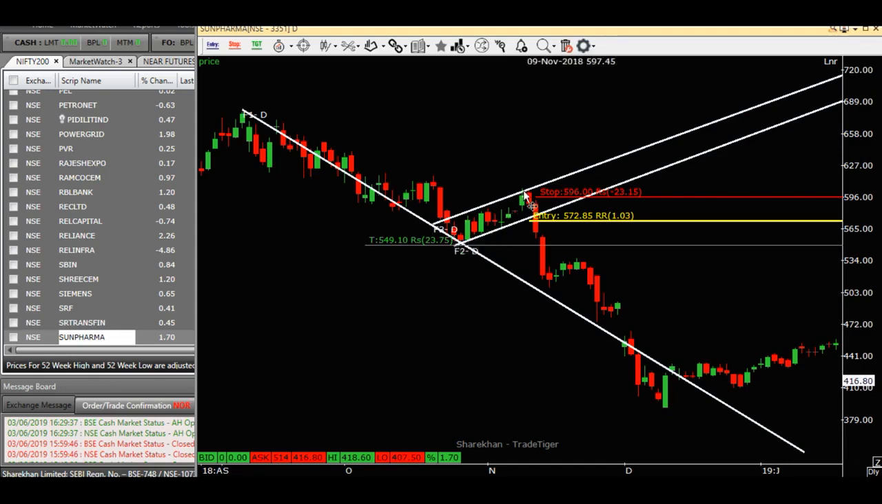Now another way to decide the target, if you want to make it a bit more complicated, is to calculate the distance from this lower end to the top of the flag. We can add that distance to the entry, which becomes my target, or you can simply keep it as the low of the pullback, where the pullback starts from.